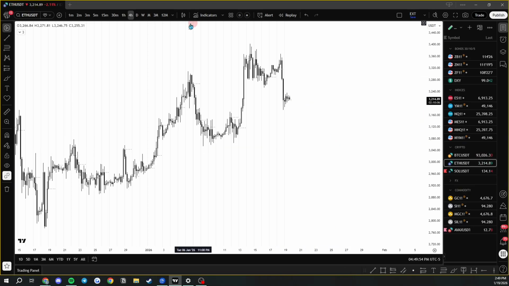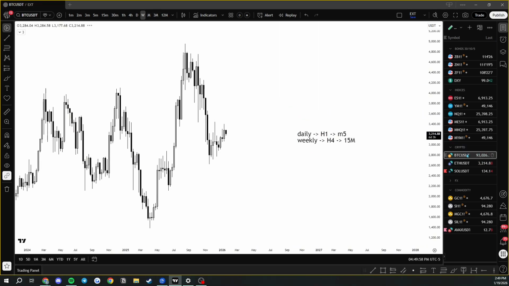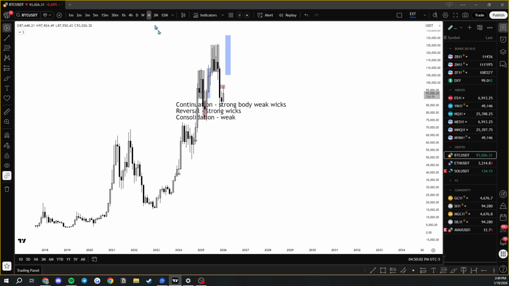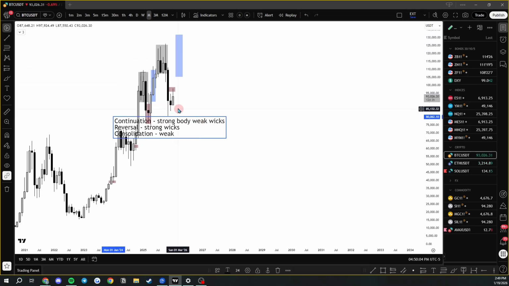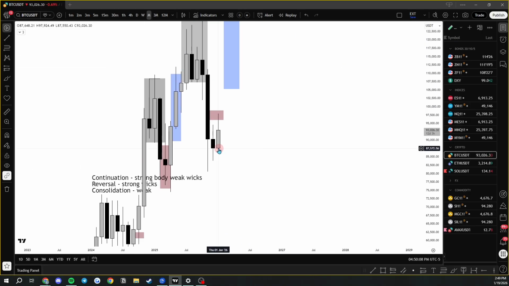I guess we didn't draw anything on Ethereum. Yeah, we didn't do anything on Ethereum. Bitcoin, just that weekly gap, right? Let's check the monthly real quick. Monthly, same thing. And what do we have on the monthly on Bitcoin? We've got a devil's mark lower. So that's something to be wary of.